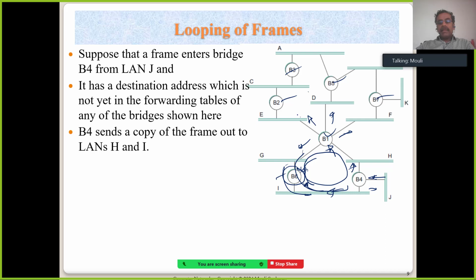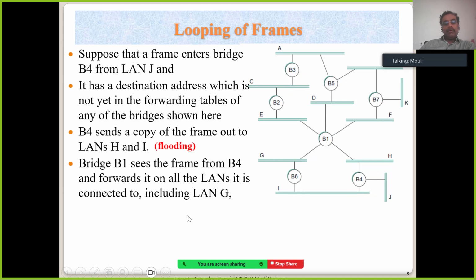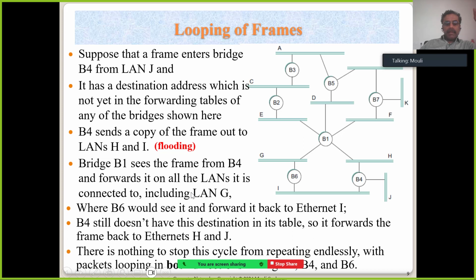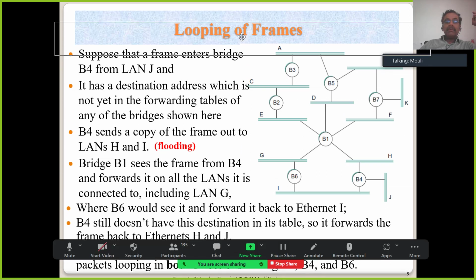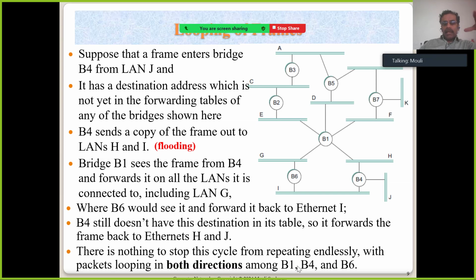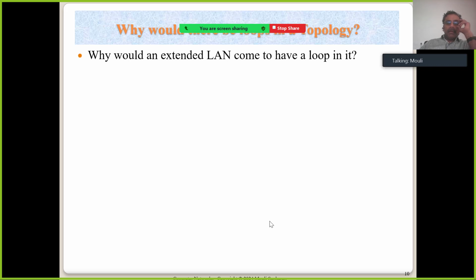And then whatever comes here also will go into any amount of loop unless the host is found and they are learning. Until they learn there will be issues. I am assuming that we are going to run this protocol, so flooding will happen. Bridge B1 sees a frame. I am not going to explain this, very obvious. Let me move this now. Both directions, B1, B4, B6 all will be routed, going around.